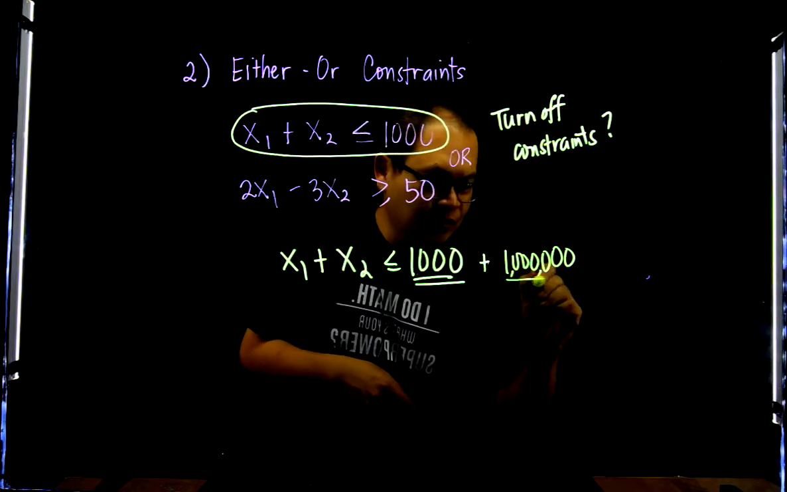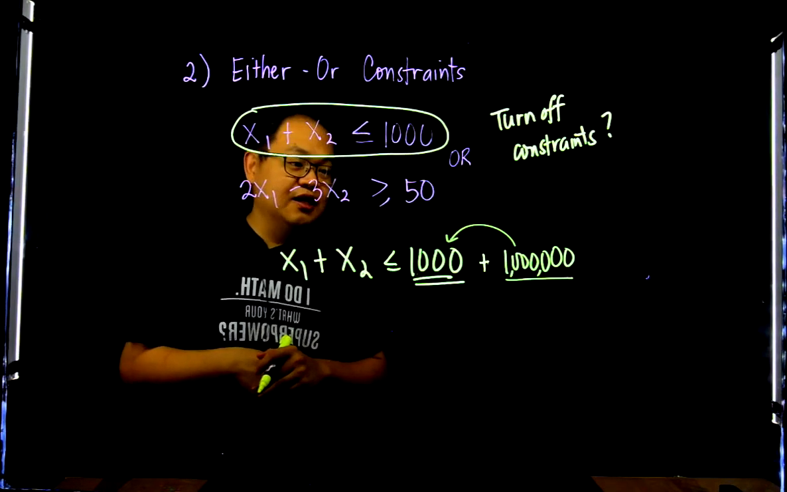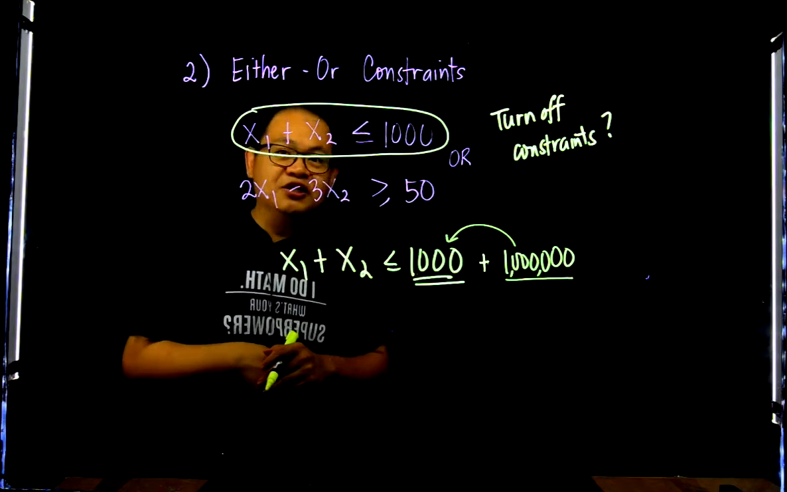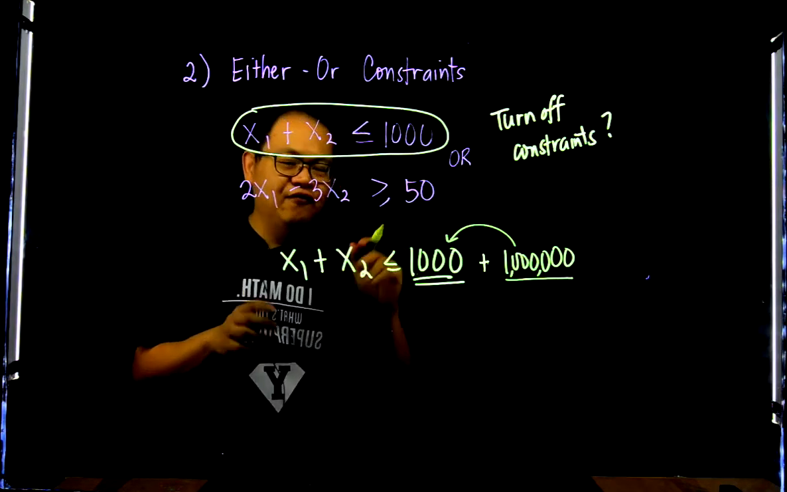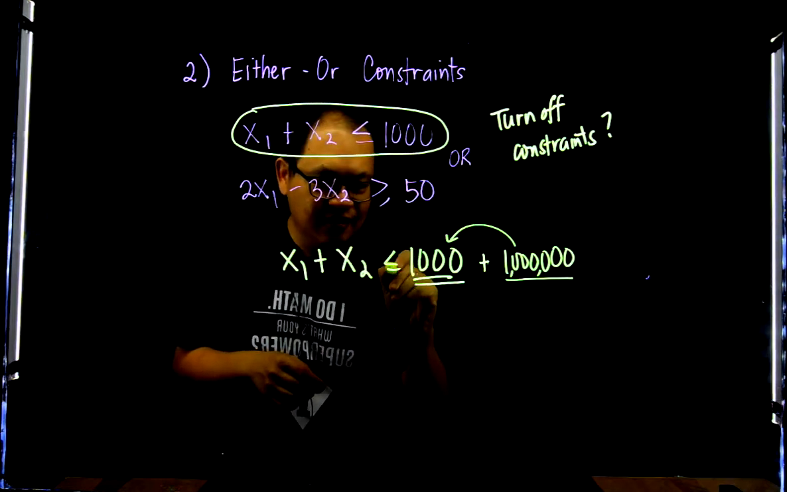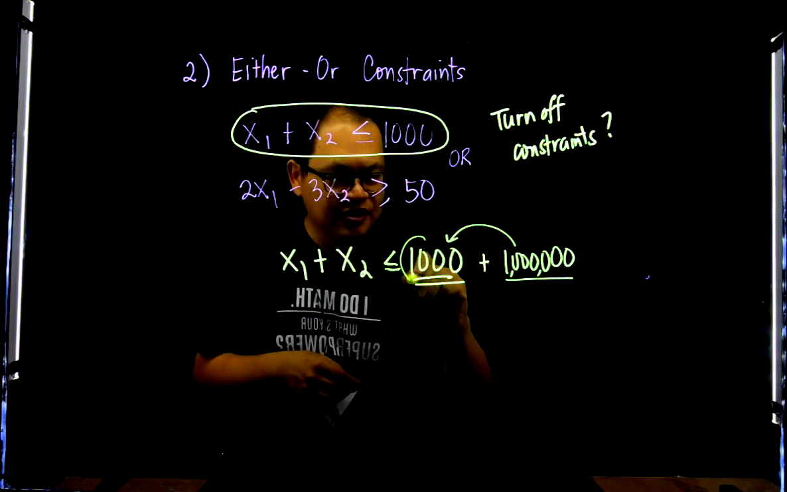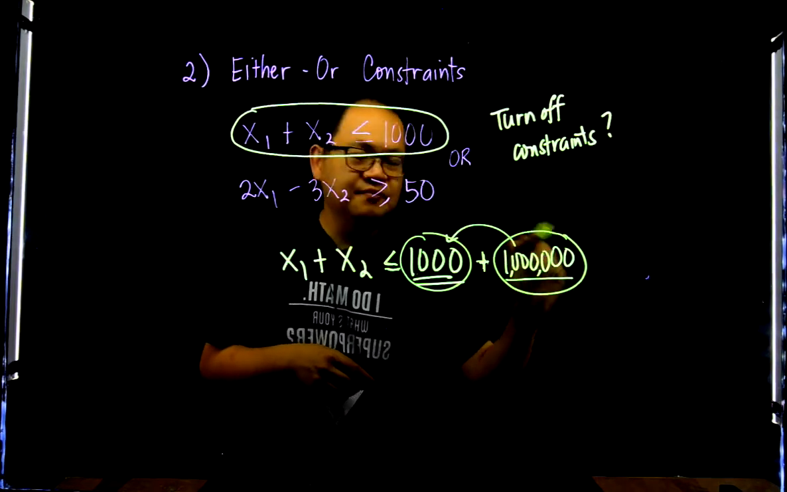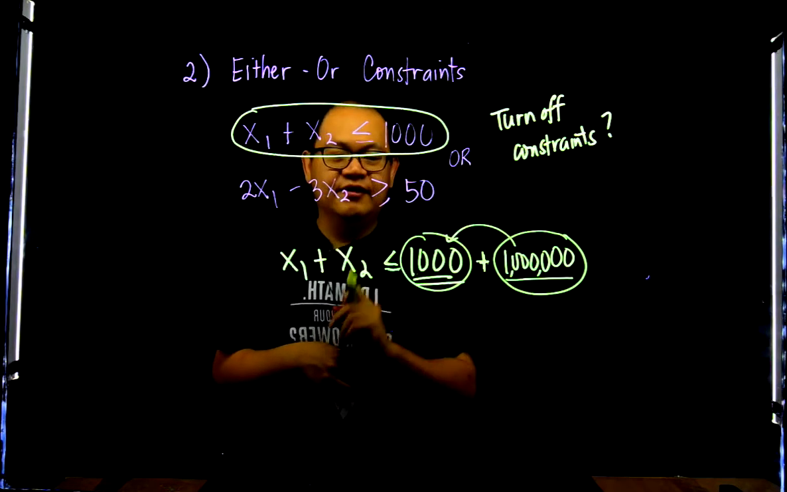Because I think this 1 million added to your original daily allowance is big enough so that you will not feel the budget constraint anymore. And that is the idea of turning off a less than or equal to constraint. What you do is you have your original right-hand side and you add something very big. Okay? You add something very big to it.